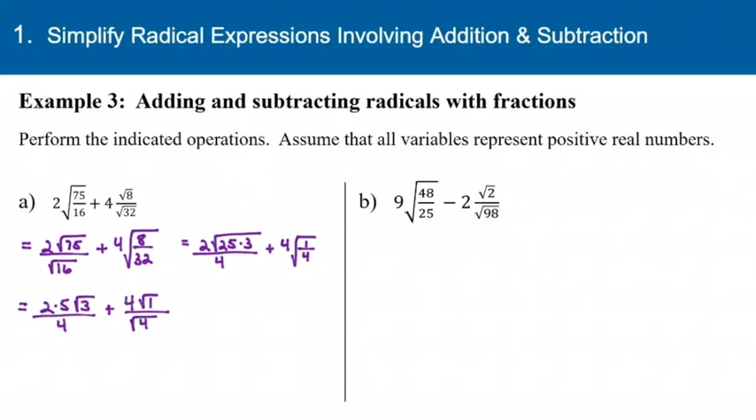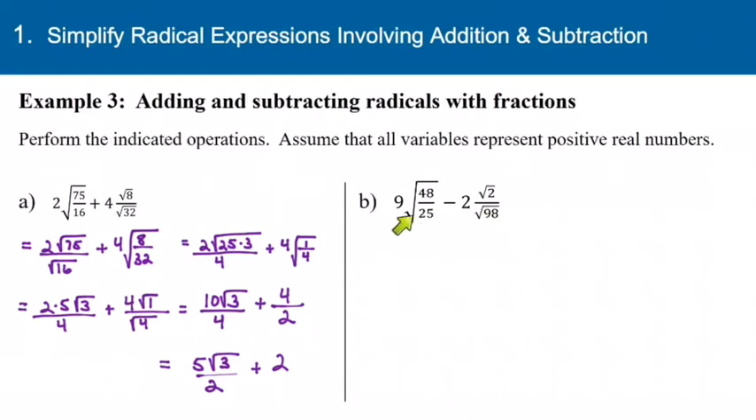So 2 times 5 is 10. So now we have 10 square root of 3 over 4. And right here, the square root of 1 is 1 and the square root of 4 is 2. So we end up with 4 over 2. Okay, now all that's left to do is simplify these fractions. So notice here, 10 and 4 can both be divided by 2, so we'll do that. 10 divided by 2 is 5, and 4 divided by 2 is 2. And right here, 4 divided by 2 simplifies to just plain 2. And so this is our final answer for Part A.